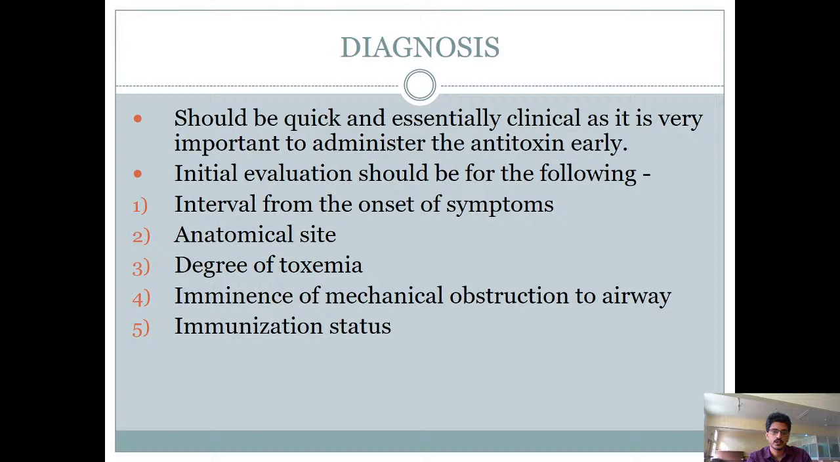So it should be quick and essentially clinical, and it is very important to administer the antitoxin early. Initial evaluation should be for the following: the interval from the onset of symptoms, which anatomical site is involved, the degree of toxemia, the extent of mechanical obstruction to the airway, and the immunization status.